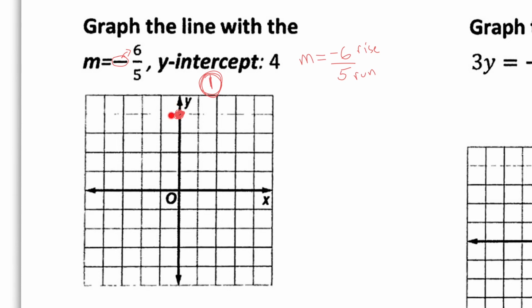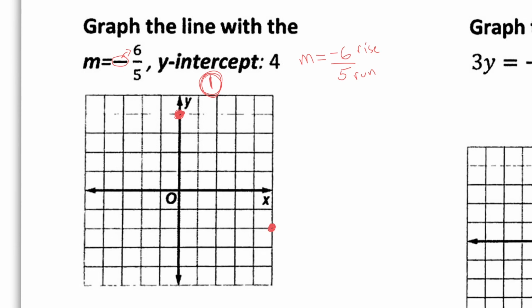So from the y-intercept, do not go back to the origin. From this point, I'm going to go down 6 steps. 1, 2, 3, 4, 5, 6. And then I go to the right 5. 1, 2, 3, 4, 5. And I make a second point right there.